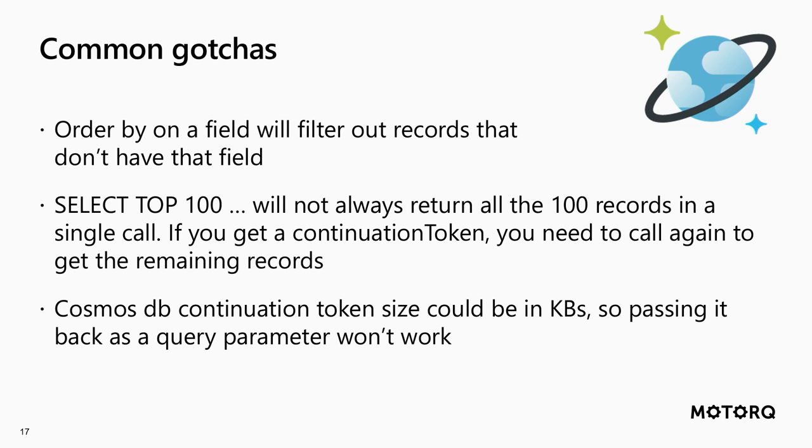And the size of the continuation token could be in kilobytes. So in case of implementing pagination, if you're passing the Cosmos DB token to the UI or end user, and you're expecting them to pass it back as a query param, it may break, as it would exceed the HTTP request URL limit.